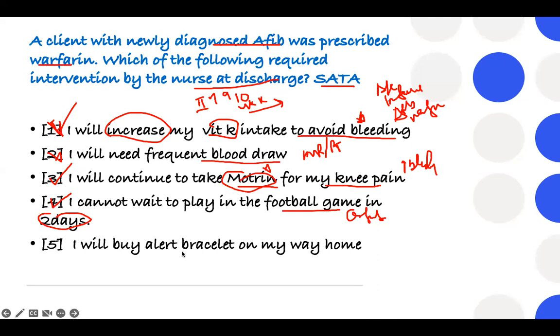"I will buy an alert bracelet on my way home." This is very important because they're taking a high maintenance medication. If they bump their head in an accident, their bleeding risk is very high. They may have a head injury. So you tell these patients to have some identifier in the system so that everybody will know that this patient is taking something that is not good. Therefore, I don't need to intervene on that. So intervene on 1, intervene on 3, and intervene on 4. Those are our answers.